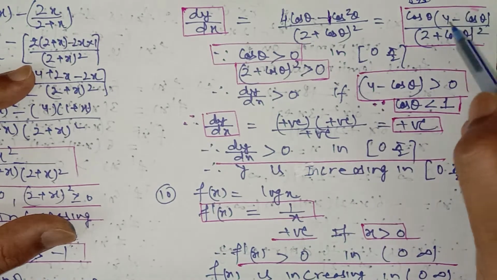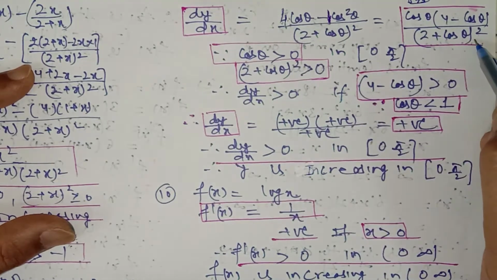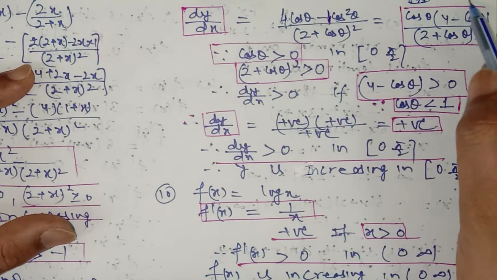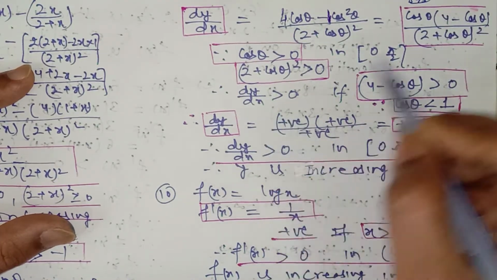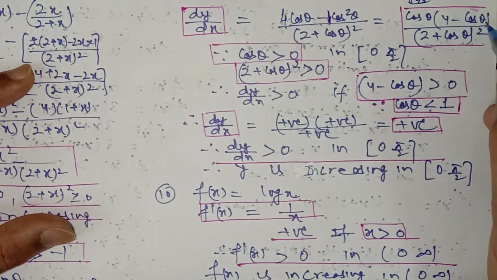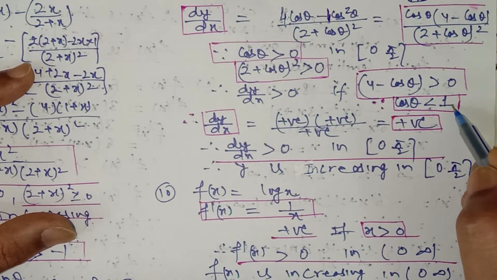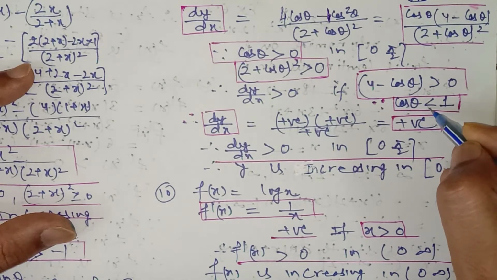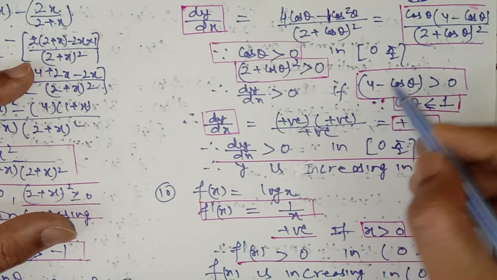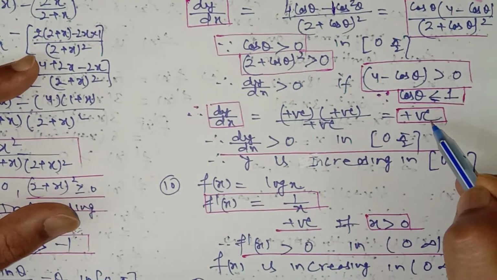Now because cos theta is always positive in the first quadrant, cos theta is greater than 0, and 2 plus cos theta is a whole square, so it will always be greater than 0. Now dy/dx will be greater than 0 if 4 minus cos theta is greater than 0. 4 minus cos theta is also greater than 0 because the value of cos theta is always less than 4, because its maximum value is 1. So this is positive, this is positive, this is positive. So dy/dx is positive.